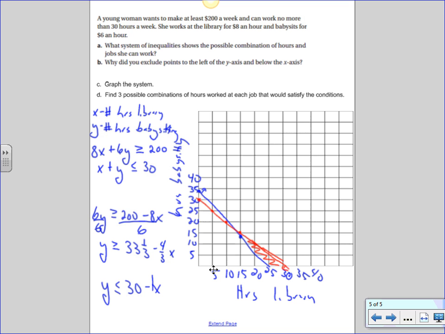So one of the questions is why do you exclude the points to the left of the y-axis and below the x-axis? Well, that's because we can't work a negative amount of hours. Okay, so what are some possible combinations? So that would look like this. x, y. This is hours at the library and babysitting.